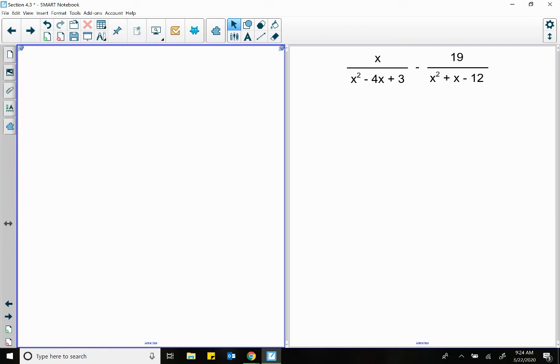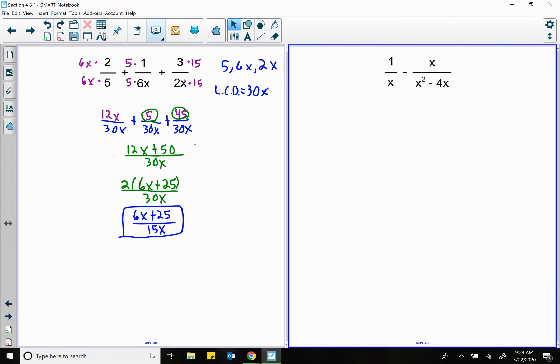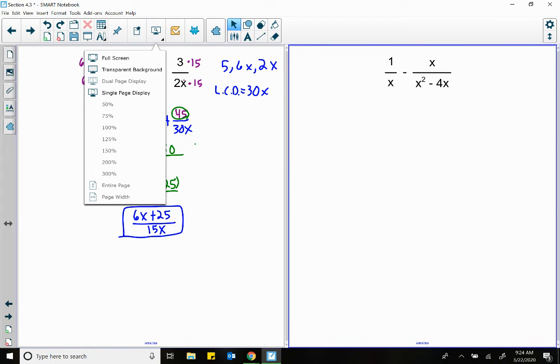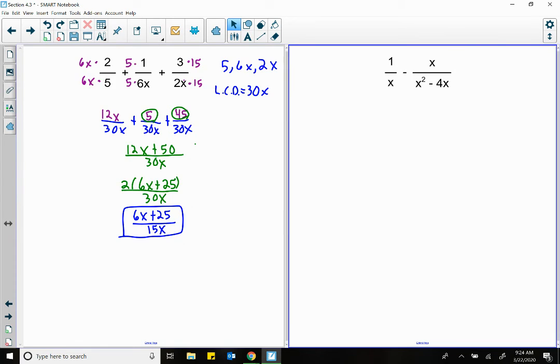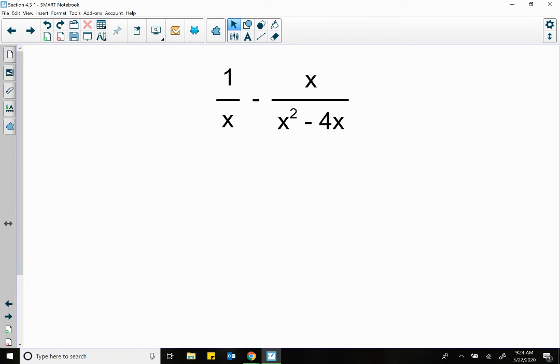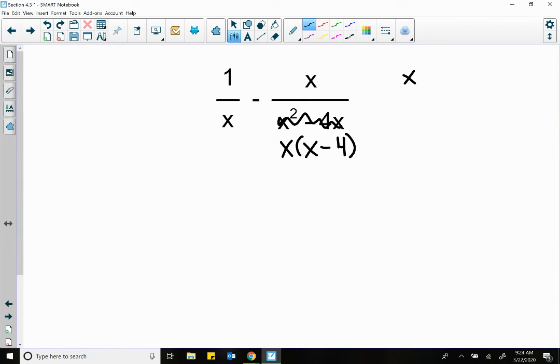Okay. So, oops, deleted the page. Undo. And let's go back to page width. Oops, single page. So in here, first things first, we have to factor this. And it's just a GCF. Pull out an x minus 4. Okay? So our denominators are x and x minus 4.